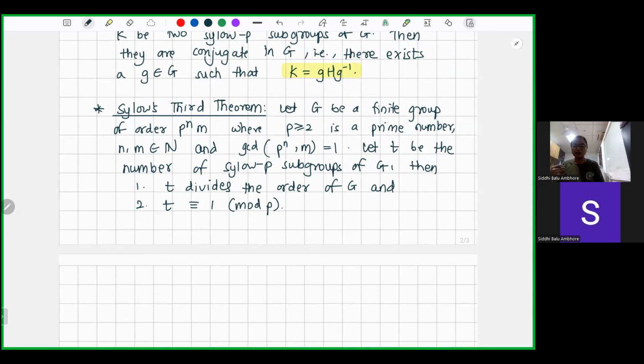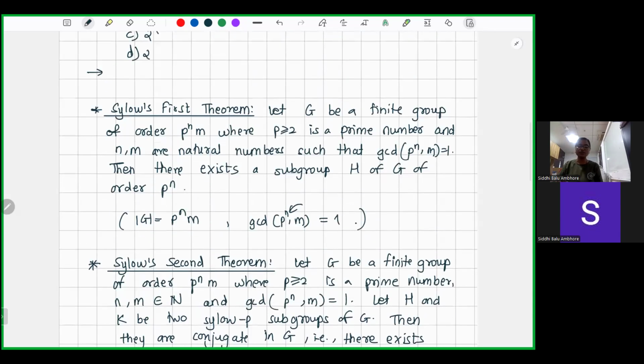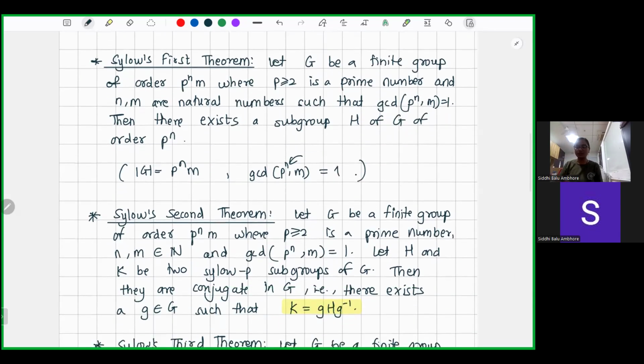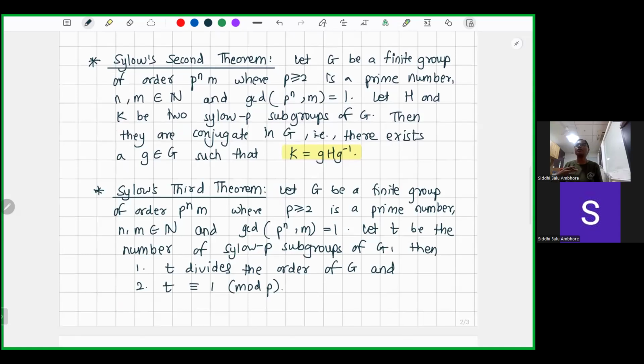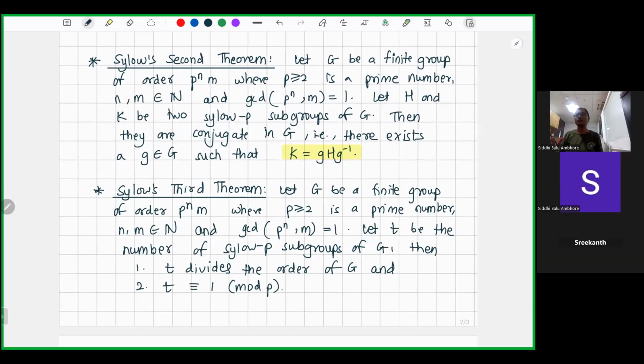So this gives us information about the number of Sylow p-subgroups in a given group G. Sylow's first theorem gave us the existence of Sylow p-subgroups. The second theorem talks about the relation between two Sylow p-subgroups. And the third one gives us information about the number of Sylow p-subgroups we have in group G. So if T is the number of Sylow p-subgroups in my group G, then T will divide the order of G, and T will be congruent to 1 mod p.